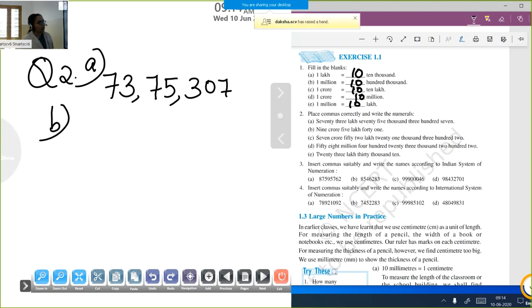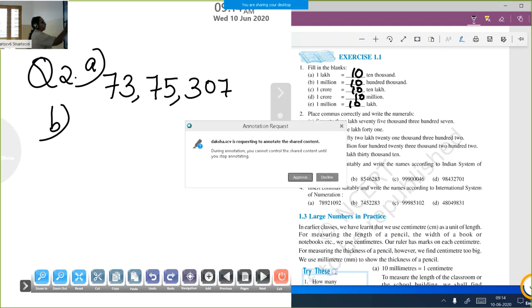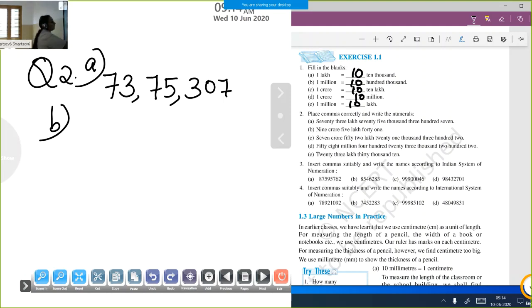Next, second question, children. 9 crore 5 lakh 41. Teacher is going to write very careful, okay? 9 crore. After crore place, that period teacher putting a comma. Then how many lakhs are there? 5 lakhs. But we know each period is having two digits. So 5 lakhs, how we will write, children? 5 lakhs. Correct.